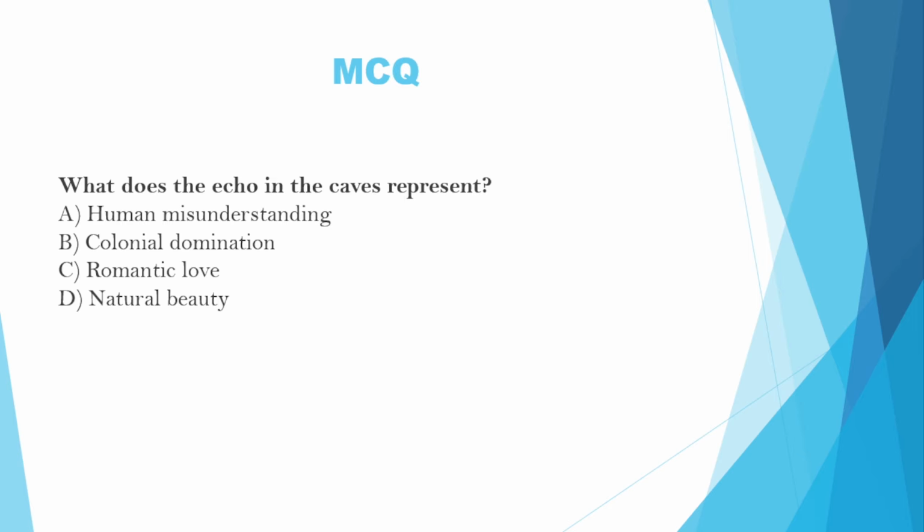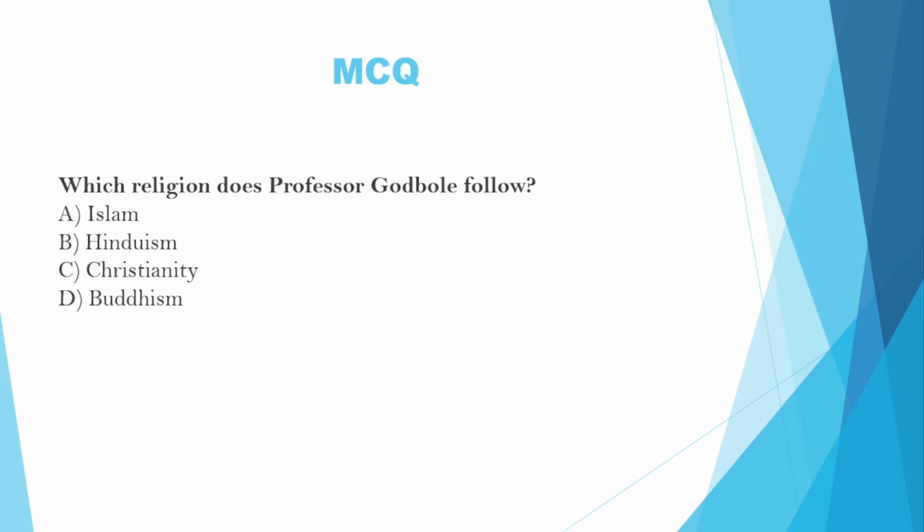Next question is, what does the echo in the caves represent? Option A human misunderstanding, option B colonial domination, option C romantic love, option D natural beauty. The correct answer is A, human misunderstanding.